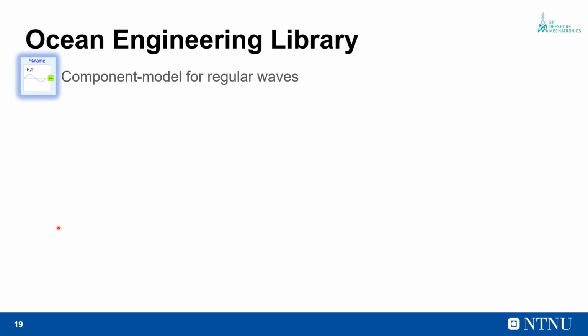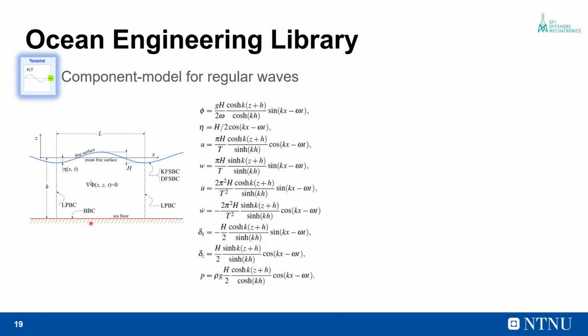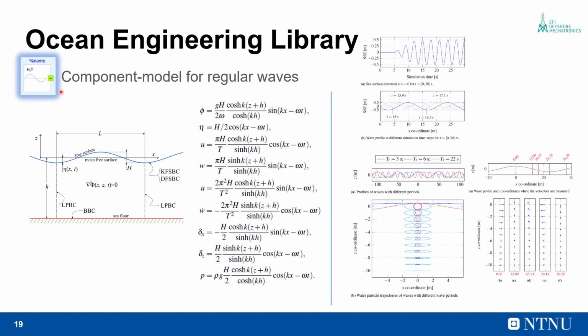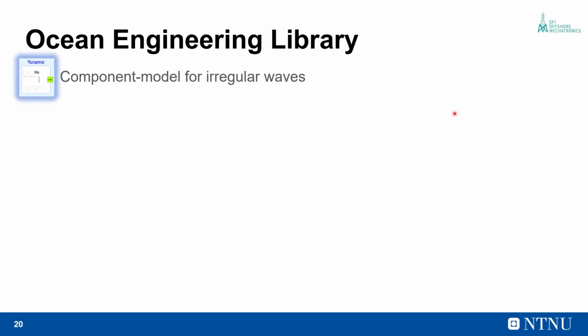Look at the development of component models, and the first one is the regular wave. The velocity potential for the regular wave is found by solving the boundary value problem. And once the velocity potential is known, analytical expressions for all the other wave properties can be obtained. We implement these analytical expressions inside the component model for regular waves, and we provide some verification of the results.